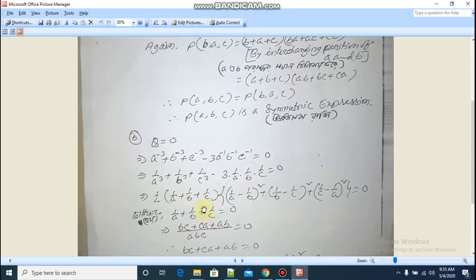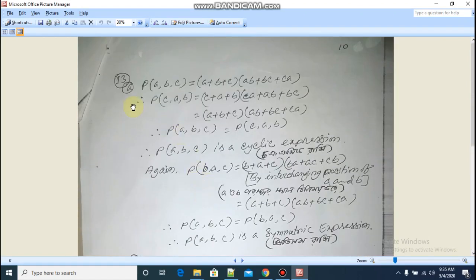Next one. Number A. Given f of abc equals this, we have to prove this is a cyclic expression and a symmetric expression. Okay, we put a in the place of b, put b in the place of c, put c in the place of a, then we find this. But the previous expression and the new expression are the same, so this is a cyclic expression.